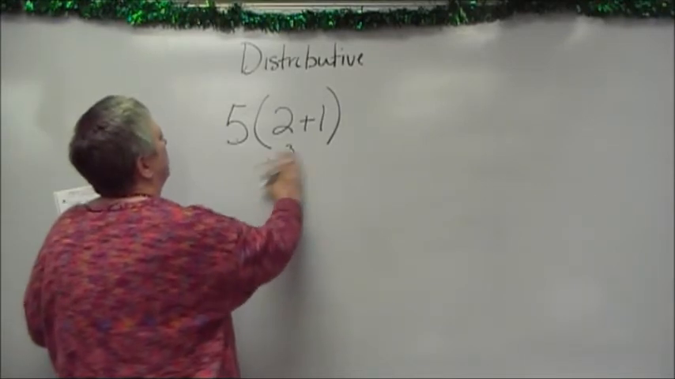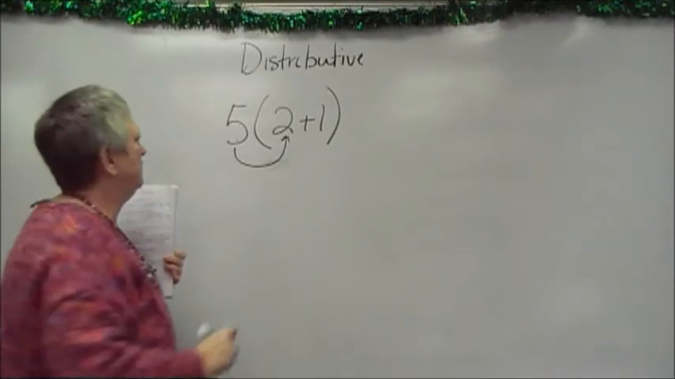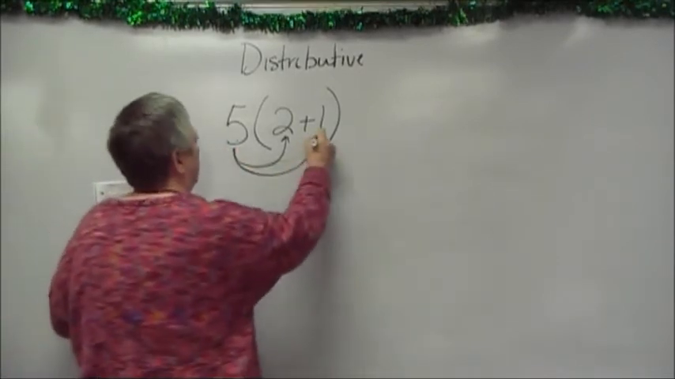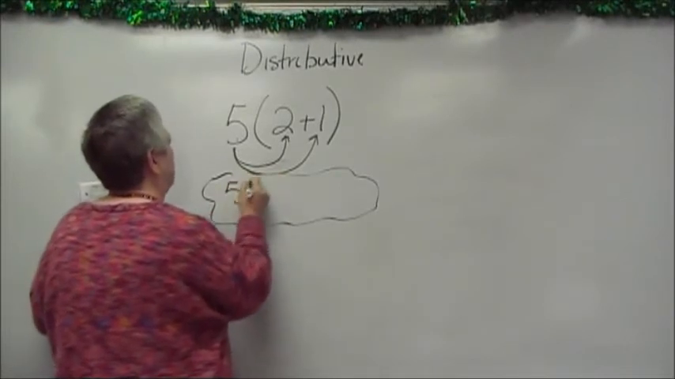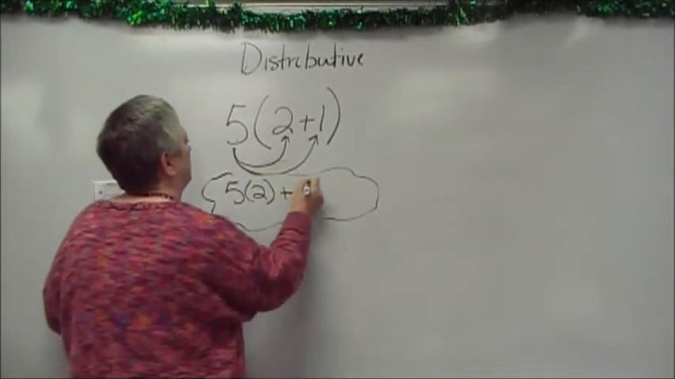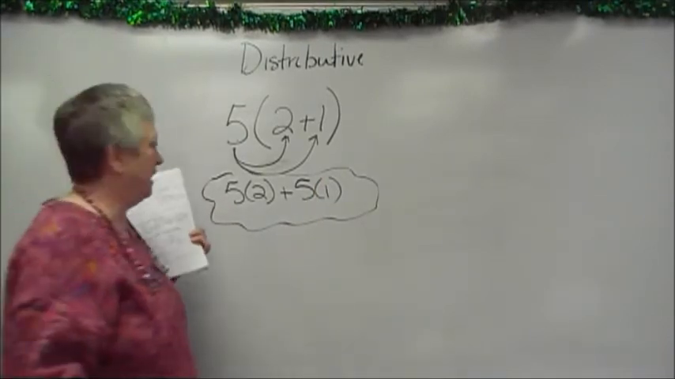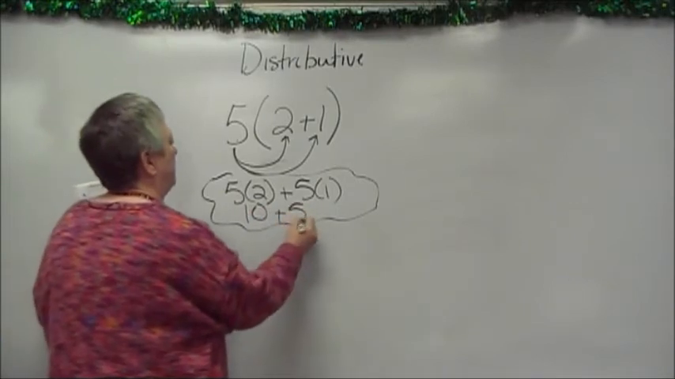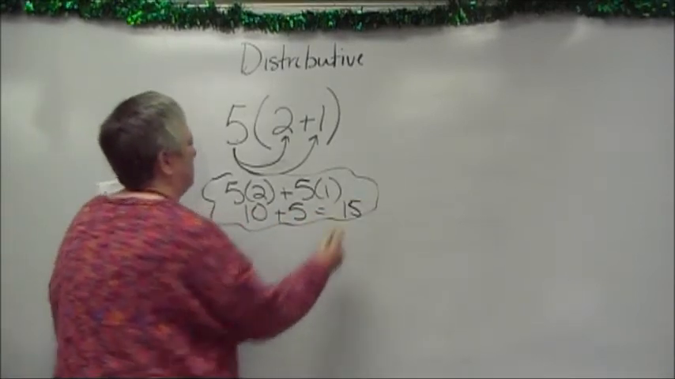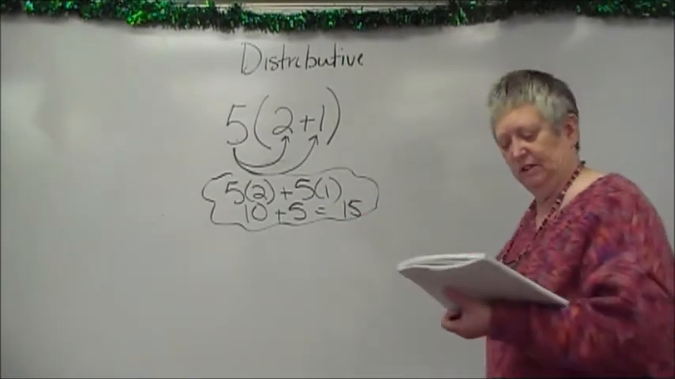But if we do the distributive property, we're going to take whatever's outside, you multiply it to the first one, and then you multiply the other. So you're thinking, thought process here, 5 times 2 plus 5 times 1. If you can do this in your head, that's good. 5 times 2 is 10. 5 times 1 is 5. Your answer is going to be 15. So you'll get 15 no matter which way you go.